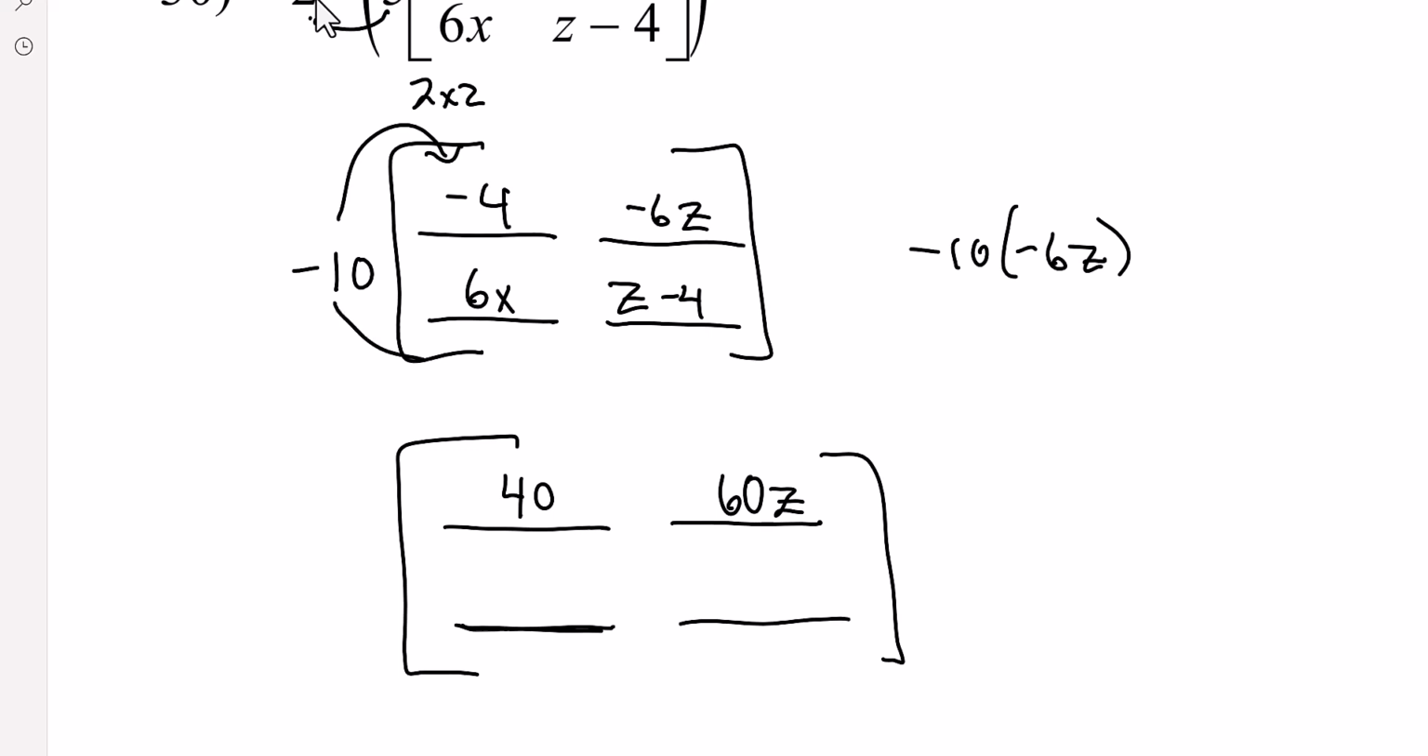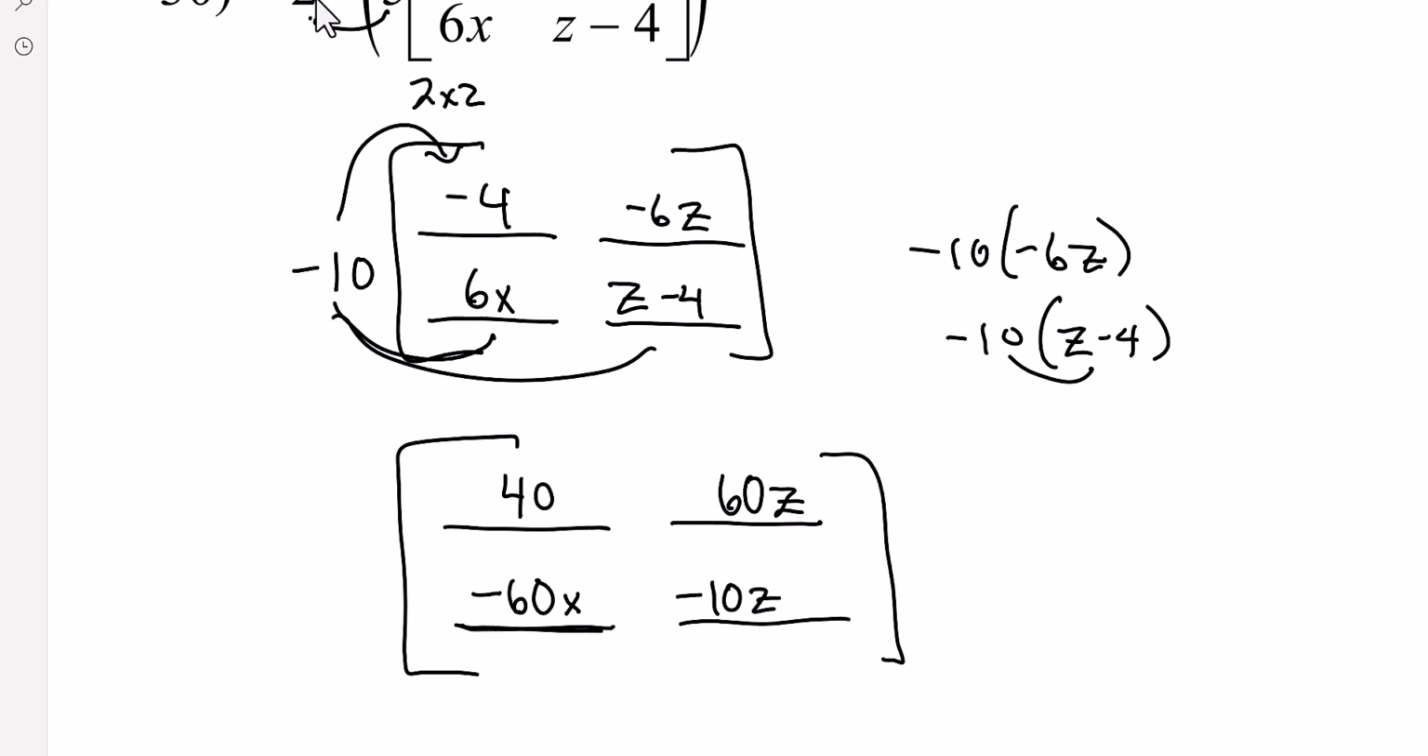Negative 10 times 6x is negative 60x. And then negative 10 times z subtract 4. Negative 10 times z is negative 10z. And negative 10 times negative 4 is plus 40. And this is also a 2 by 2.